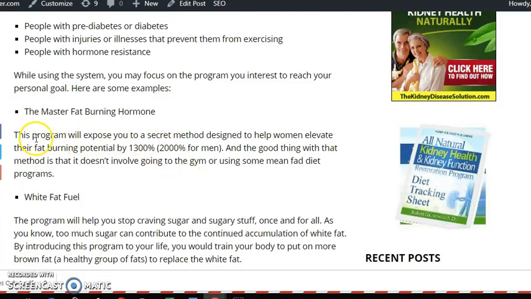And so the program will show you how to produce more leptin and to help you burn fat potentially 1,300% higher. And again, these are just simple ways to activate your hormone. You need some extra exercise or food.